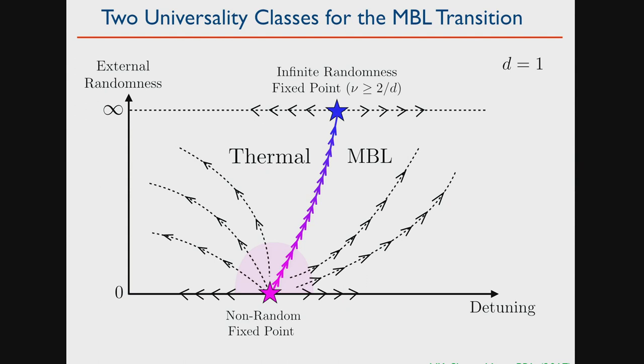And in most numerical studies that we've done so far, we're very, very far from this infinite randomness fixed point, and we're hanging out near this non-random fixed point and seeing the scaling that's appropriate to the quasi-periodic model rather than the random one. So we need to find ways of getting closer.